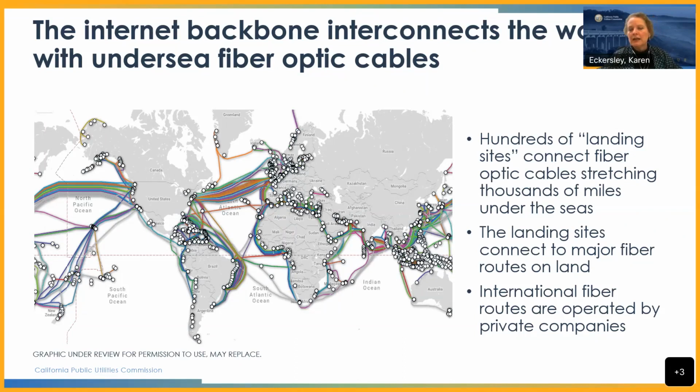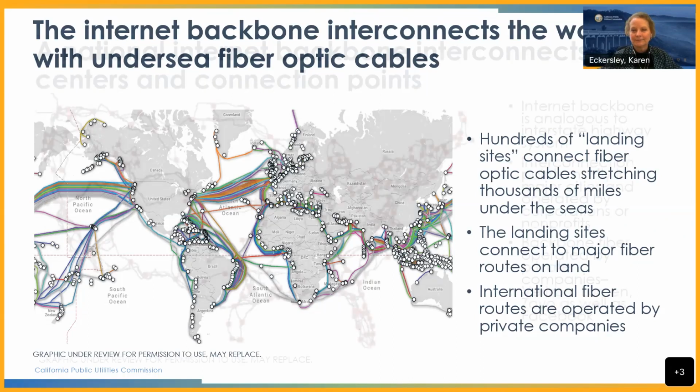Two major names in providing these international fiber routes are Global Crossing and Verizon. If you look at California specifically, our major cable landing points are San Diego, Los Angeles, the Bay Area, and soon to be Eureka, and many places up and down the coast. These are called cable landings.